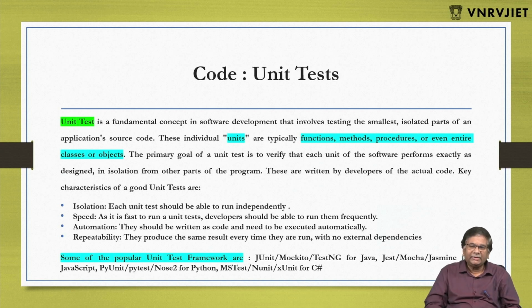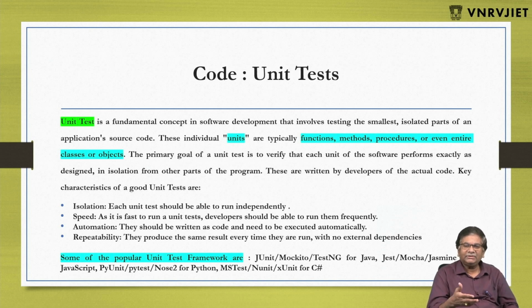Automation. These should be written as code and need to be executed automatically. So again, for automation purposes, from the developer perspective, unit tests are the automation kind of stuff, right? Because unit tests are also code, and we don't write unit tests for unit tests, so we only write one set of unit tests.